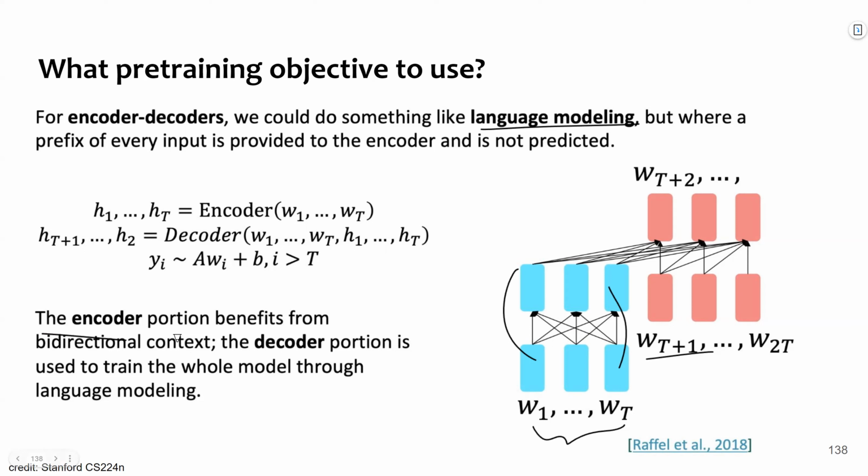And the encoder portion benefits from bidirectional context, and the decoder portion is used to train the whole model through language modeling.